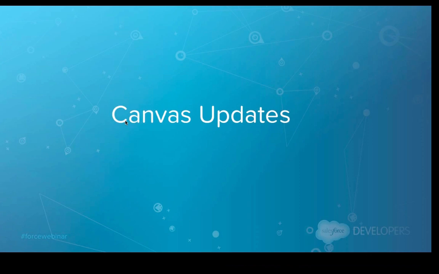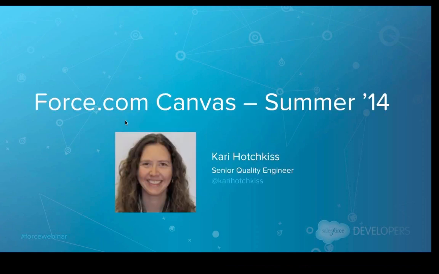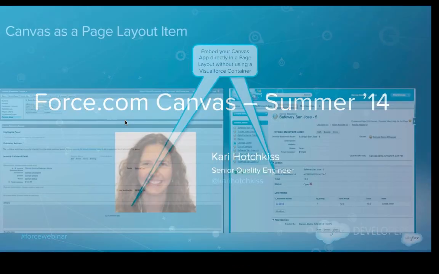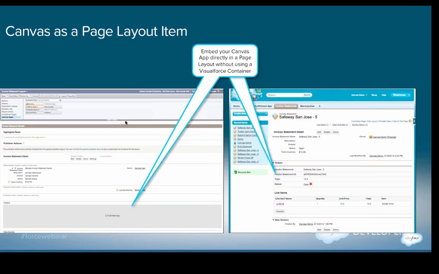Great, thanks, Josh. In the Summer 14 release, the Canvas team continued to focus on adding flexibility and allowing you to add Canvas to many different places. In the previous release, the only way to get a Canvas app displayed on a record detail page was to embed it into a Visualforce page and then add that page to the layout. Now this works fine, and it gives the developer the ability to do a lot of customization, and you can pass parameters, add UI around the Canvas app, etc. However, it's going to add a little bit of UI overhead.